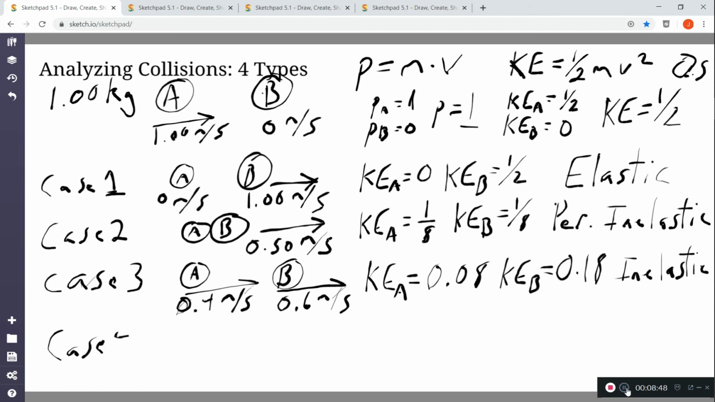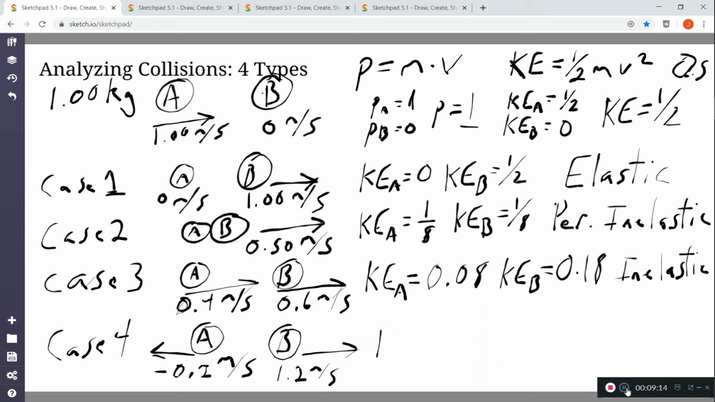And finally, the last case. What if something bounces backwards? So what if A bounces off ball B? And A is going, now we have to keep signs here. What if A is going at negative 0.2 meters per second? If we want to conserve momentum, that means that ball B would have to be going at 1.2 meters per second.